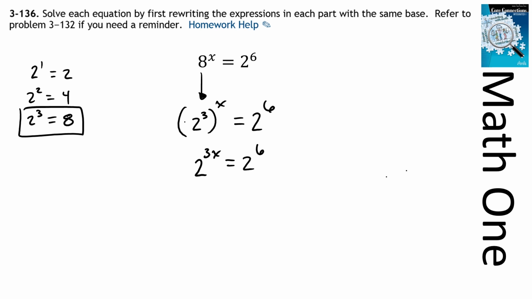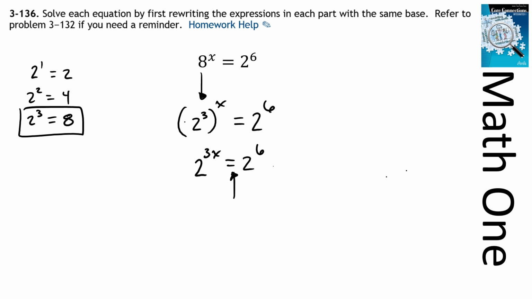So again, what we discussed in class, you can sit and play with this on a calculator and look at numbers all you want, but it turns out the only time that the left and the right-hand side are going to be the same, the only time that this is going to be a true statement, is if the exponents are exactly the same. 3x has to equal 6 in order to make 2 to the 3x equal 2 to the 6th power.